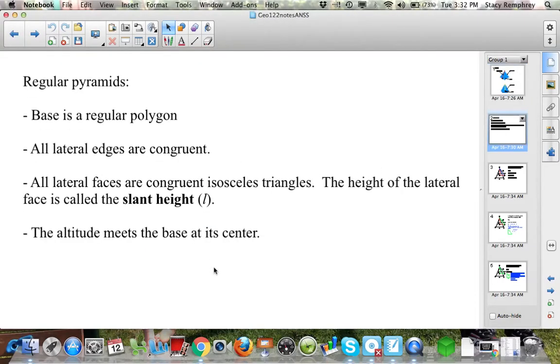So we're only going to be dealing with regular pyramids. Every time the base is going to be a regular polygon. All the lateral edges are congruent. All the lateral faces are congruent isosceles triangles. The height of the lateral face is called the slant height, and we're using a cursive L as the symbol for slant height. We don't use S's, they look like 5s, and we're not going to use H because we already have H kind of meaning a different thing. And the altitude, which is what we call the height, meets the base at its center for every one of these pyramids.